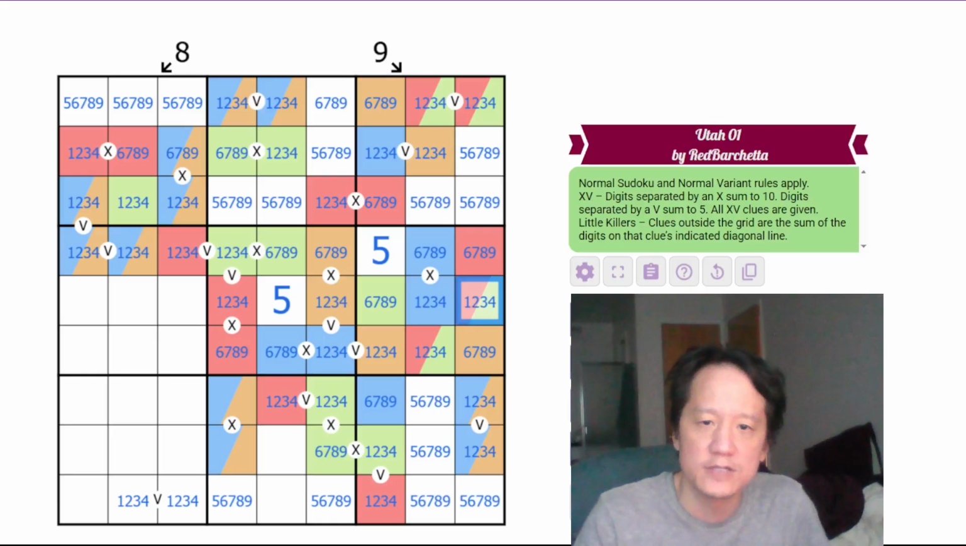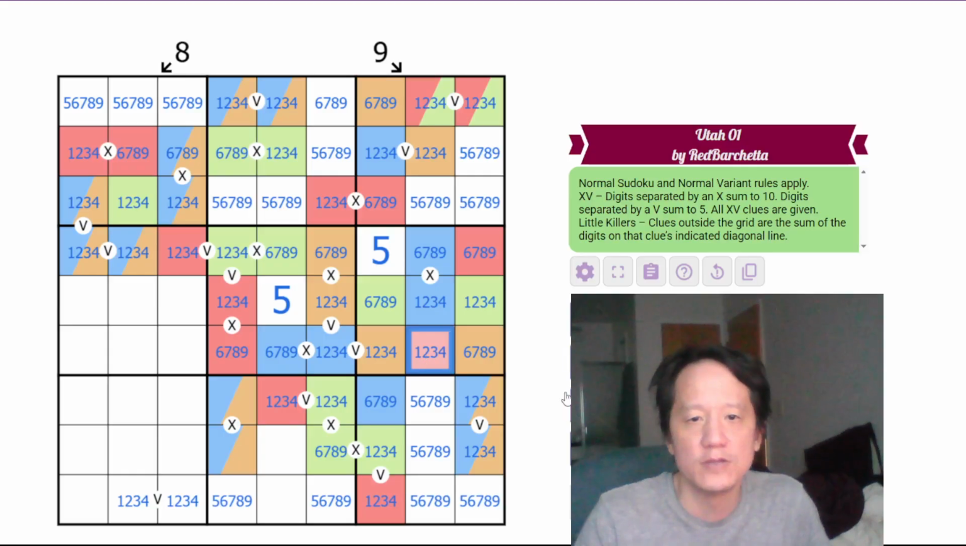Since this is red high, this can't be red low because there would have to be an X next to it. This must then be the red low here. This is green low, so this can't be green low. This is red low, which makes this green low.